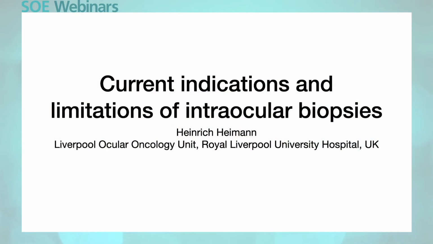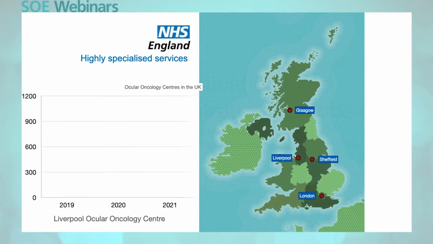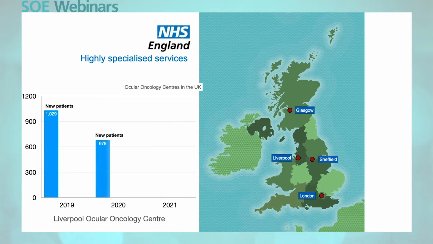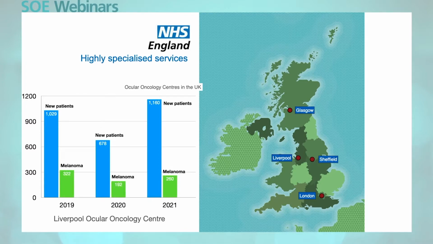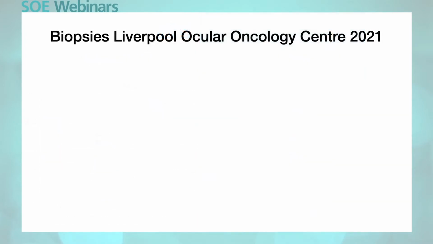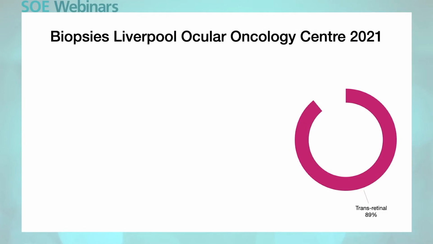Thank you for giving me the opportunity to talk on indications and limitations of intraocular biopsies. In Liverpool, we are one of 4 adult ocular oncology centers in the UK. We usually see about 1,000 new patients a year, with a little dip during the COVID crisis. About 300 melanomas per year, and we perform between 60 and 90 biopsies per year. Regarding the technique, about 90% of our cases are now done with transretinal biopsy and about 10-11% with transscleral biopsies.